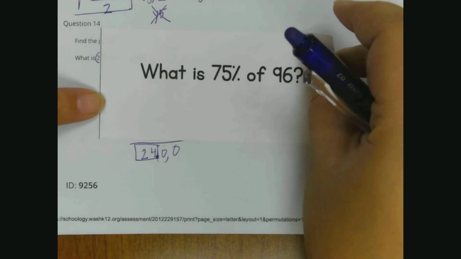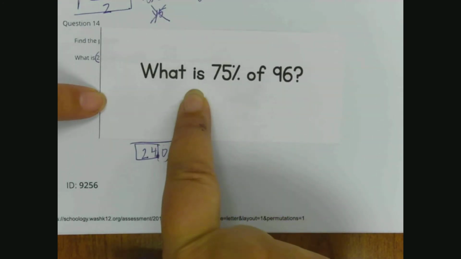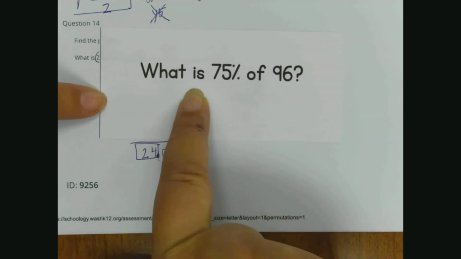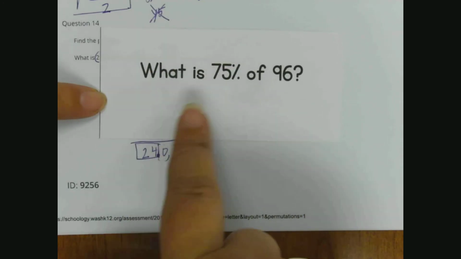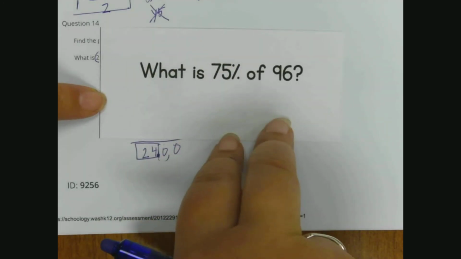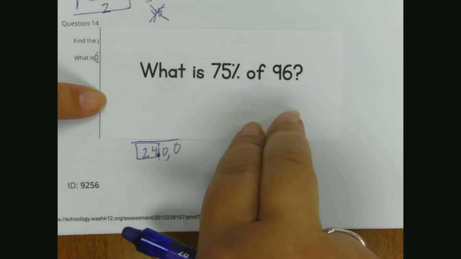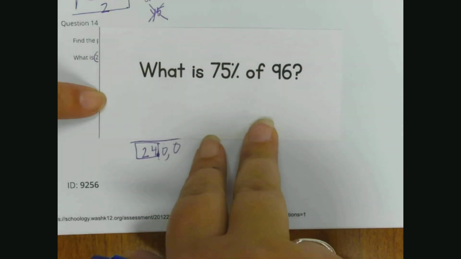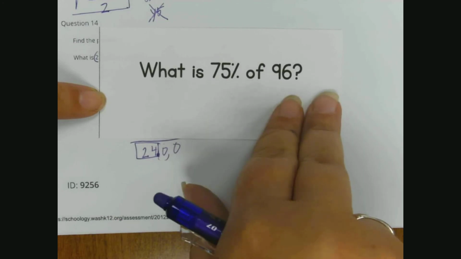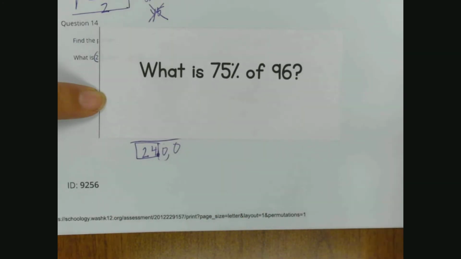Okay, this replacement question, what is 75% of 96? You'll solve this the same way you did the last one. You can do it however makes sense to you in your brain. Either just multiply, or if something else works for you, go for it.